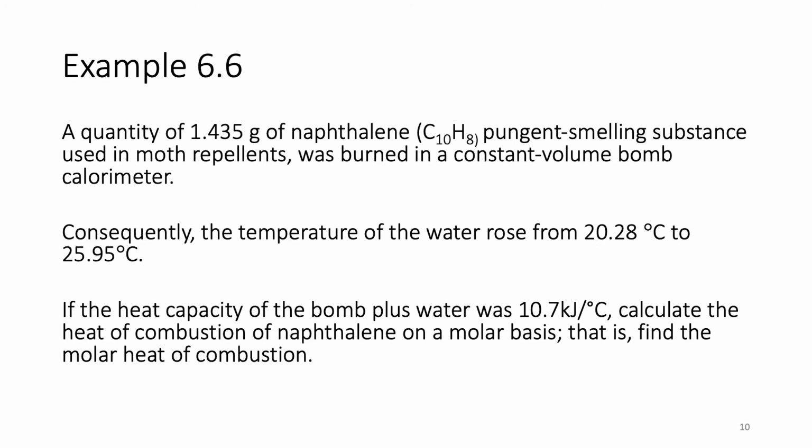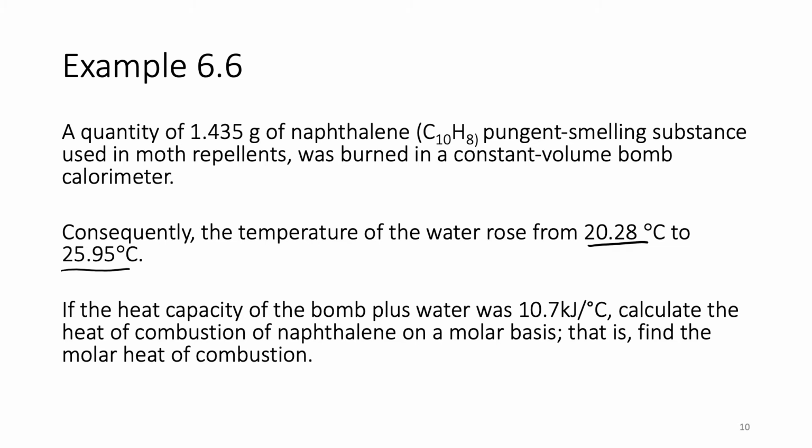So it says you have 1.435 grams of naphthalene, basically mothballs. You burn it in a constant volume bomb calorimeter. The temperature of the water went from 20.28 to 25.95 degrees Celsius. If the heat capacity of the bomb plus water was 10.7 kilojoules over degrees Celsius, calculate the heat of combustion of naphthalene on a molar basis.